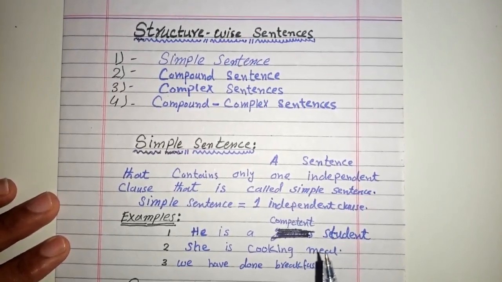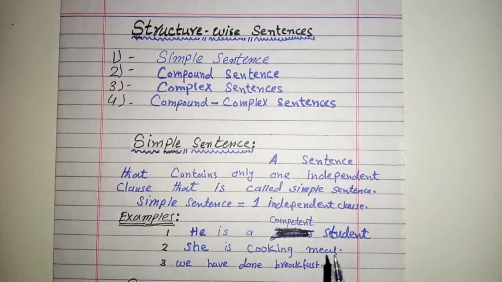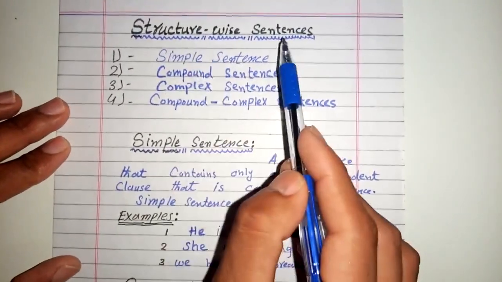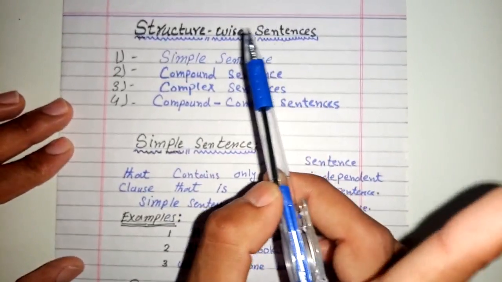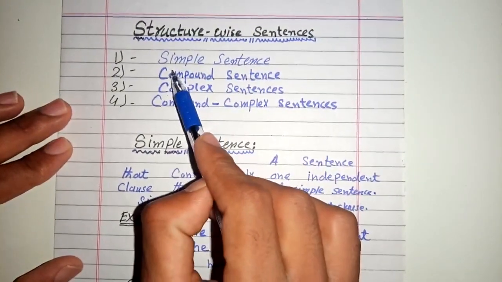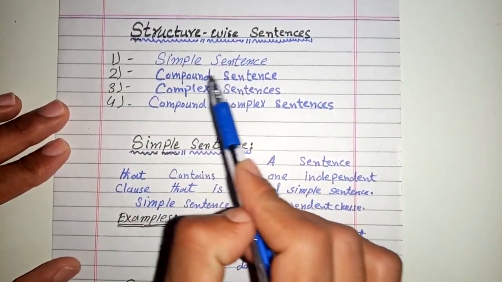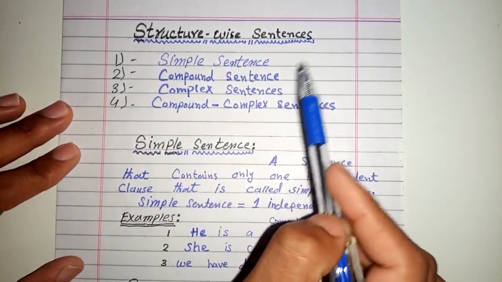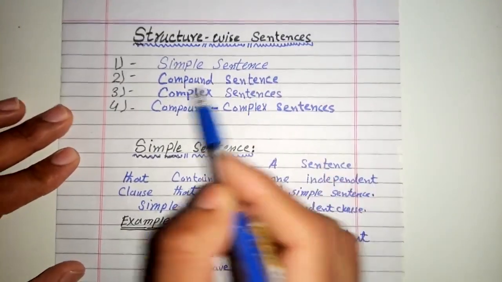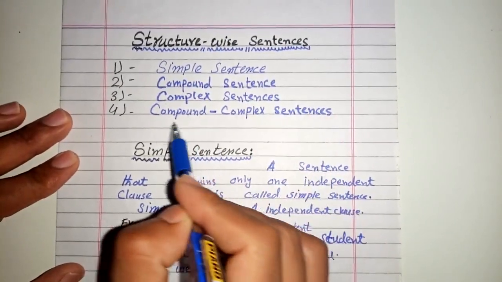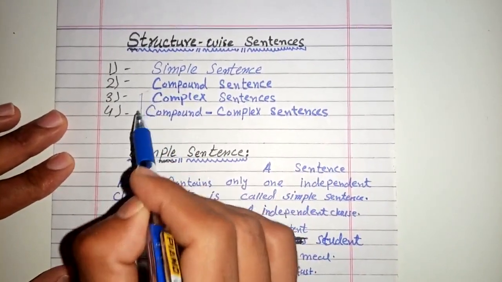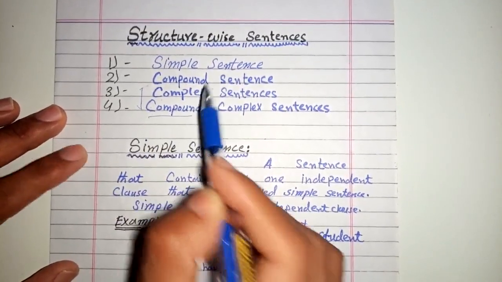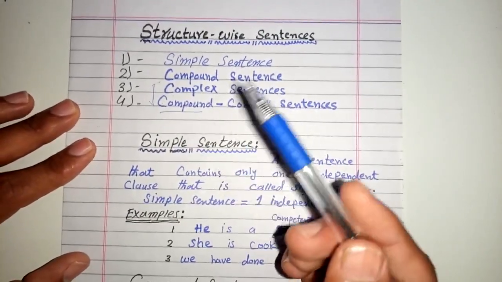So guys, now I'm going to start structure-wise sentences. There are four types of structure-wise sentences: simple sentences, compound sentences, complex sentences, and compound-complex sentences. Some people consider compound-complex sentences as part of complex sentences, but I don't, because it is something different from this.